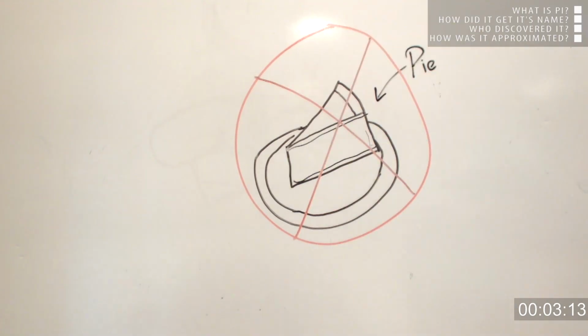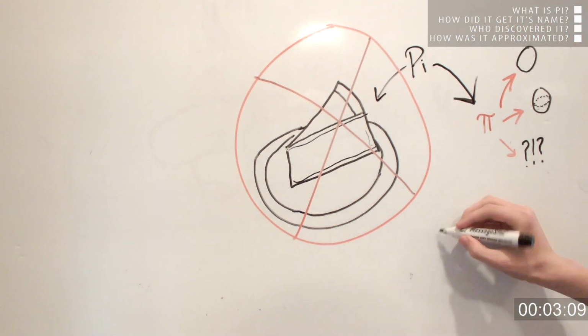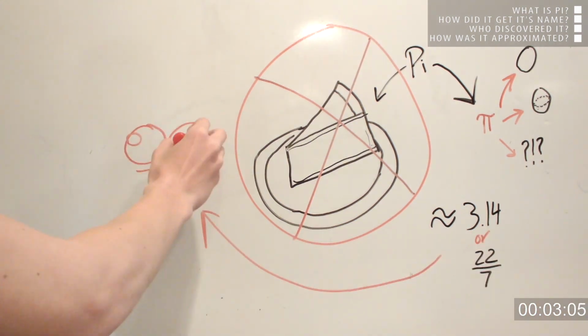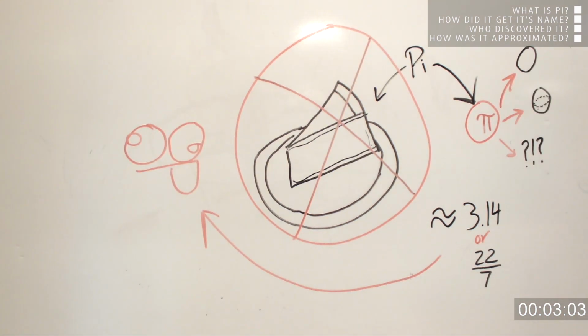Pi. Not the kind you eat, but the kind you plug into your calculator to solve equations involving circles, spheres, and various other shapes. Most commonly approximated as 3.14 or 22/7, pi is an irrational number that is usually represented by the Greek symbol pi. Yes, the symbol as well as the number is referred to as pi.